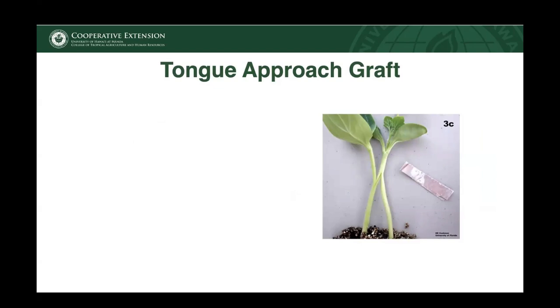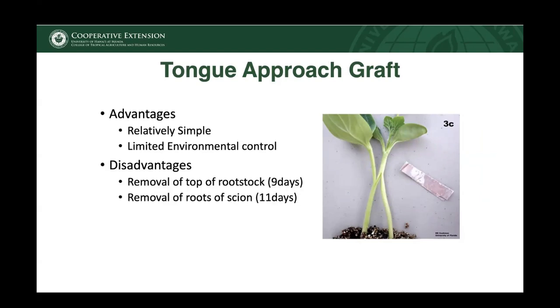And then a tongue approach, the advantage is also relatively simple. You require limited environmental controls. And then some of the challenges include removal of the top of the rootstock 9 days later, and then you have to remove that rootstock of the scion about 11 days later.